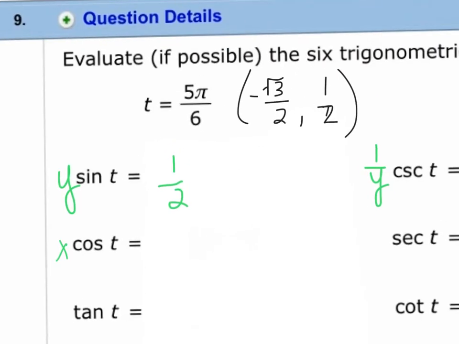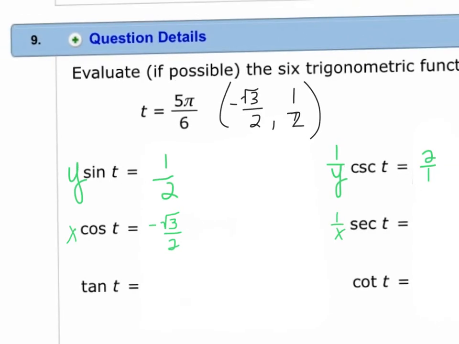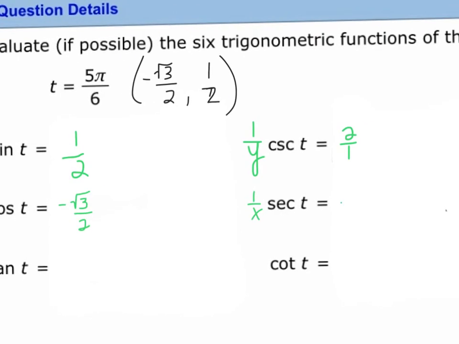What is the x value here? Negative root 3 over 2. So my secant, 1 over x, what do I do with negative root 3 over 2? Flip it. So this becomes negative 2 over root 3. And immediately I say, oh wait, I can't leave it like that. Why not?